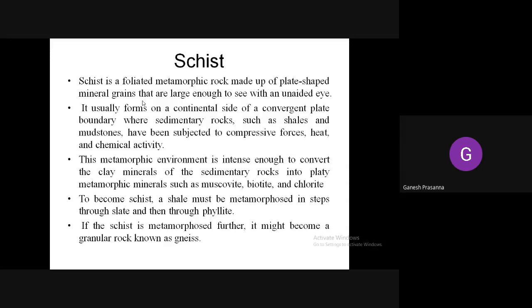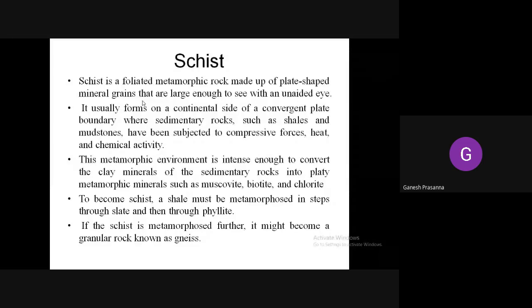So it forms on the continental side of a convergent plate boundary, where sedimentary rocks such as shales and mudstones have been subjected to compressive forces, heat, and chemical activity. This metamorphic environment is intense enough to convert the clay minerals of the sedimentary rocks into platy metamorphic minerals like muscovite, biotite, and chlorites. So they become a schist.